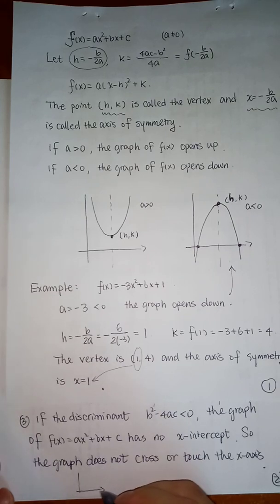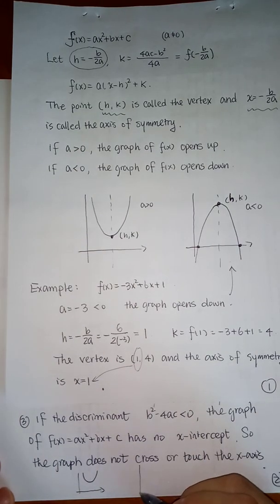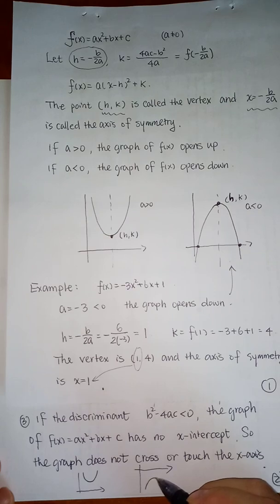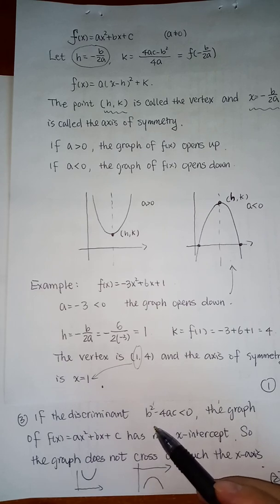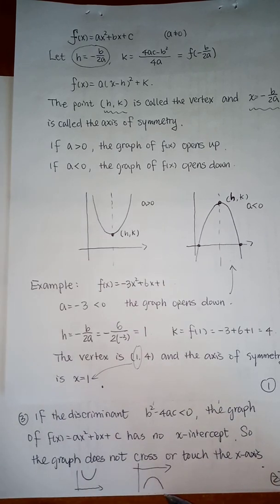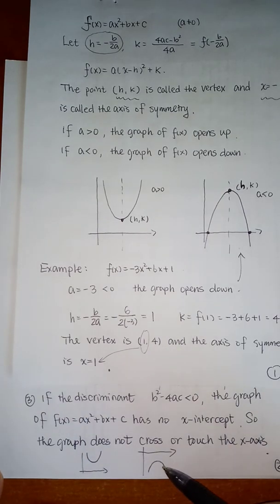Let's use a minimum place to sketch it. It's like this. This is a positive, discriminant negative. This is a negative, discriminant negative. A just determines the direction of opening, open up, open down. Discriminant negative just means when you sketch it, it is either totally above the x-axis, like this case, or totally below the x-axis. Above or below, it depends on the sign of A. A positive, it has to be totally above the x-axis. A negative, it has to be totally below the x-axis.